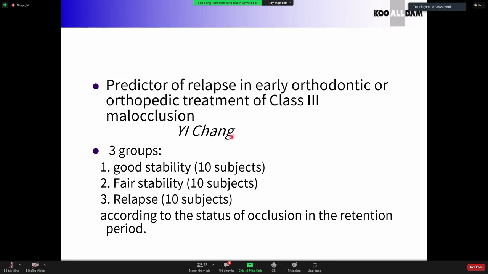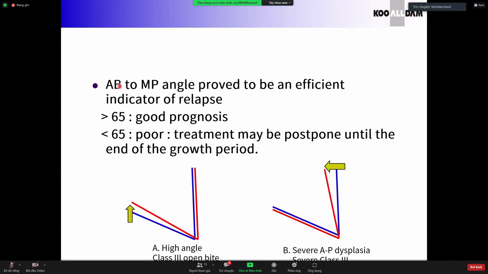This is Korean Professor Dr. Zhang's report: the predictable relapse in early orthodontic or orthopedic treatment of class 3 malocclusion. He divided patients into 3 groups according to the status of occlusion in the retention period. The first is good stability, the second group is fair stability, and the third group is the relapse group. The conclusion is that the AB to mandibular plane angle proved to be an efficient indicator of relapse.